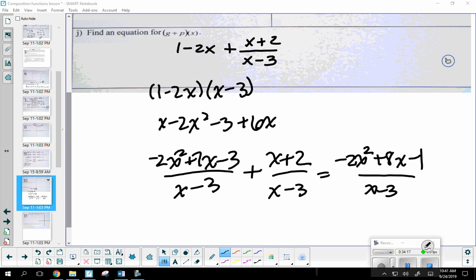And there you go. And this is a perfect example. It's only after you get everything into one fraction, that you've multiplied the numerators and combined your like terms, then as a last step, always ask yourself, can it be simplified by factoring? This would be a good problem to look at that. But that numerator is not going to factor. So that would be my answer. Negative 2x squared plus 8x minus 1 over x minus 3.